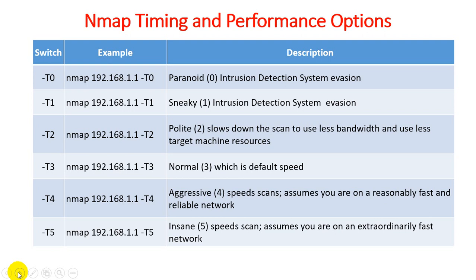If you want to perform the practical things, then in the second column, as an example, I will mention how to use this command: Nmap, IP address and options. What is T3? Normal 3, which is the default speed. If you want less speed, then use 2. If you want aggressive behavior in the output, then mention T4. And the last, what is T5? It is an insane, speed 5 scan.